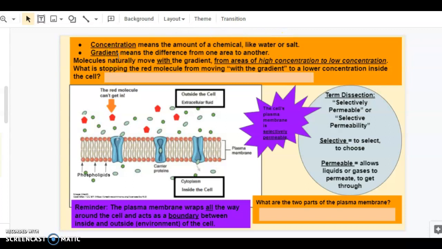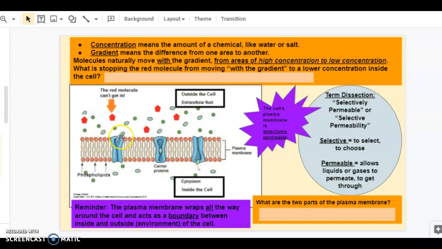Gradient is a word that simply means difference. So a concentration gradient is the difference in concentration from one area, like outside the cell, to another, like inside the cell. Molecules will naturally move with the gradient. What does that mean? It means that without extra energy needed, as long as they can move freely through a membrane, they are going to move from an area of high concentration and spread out to areas of lower concentration.